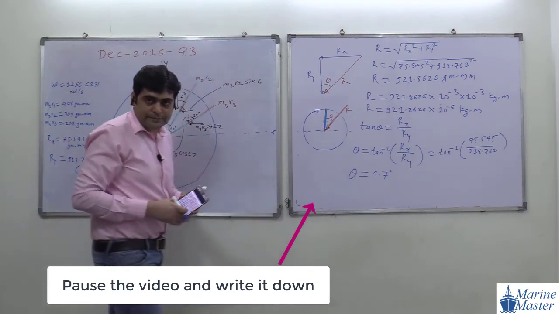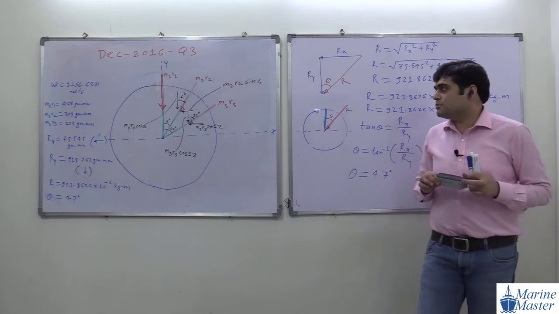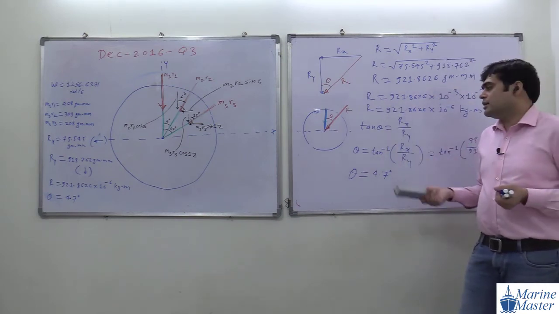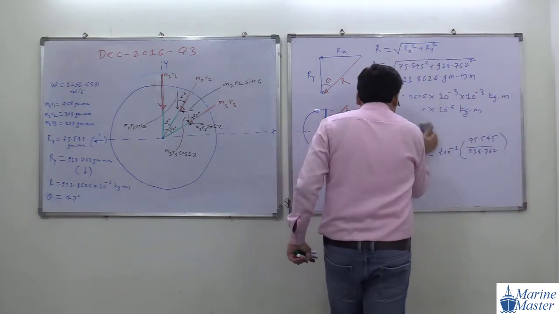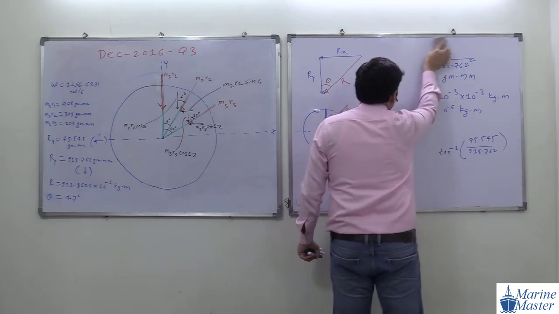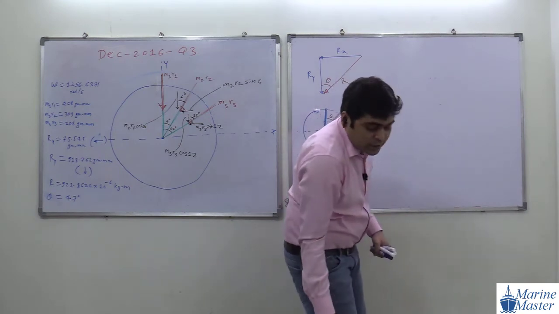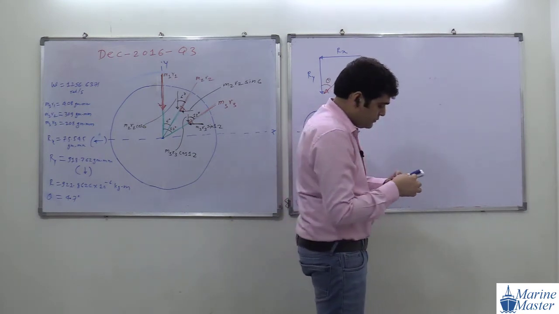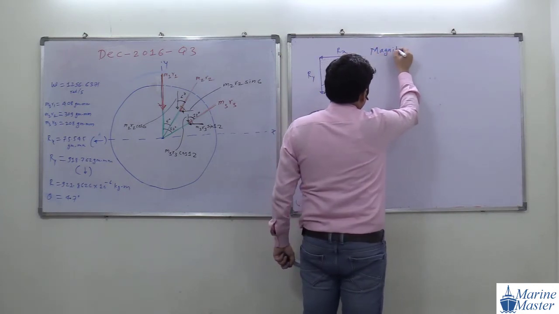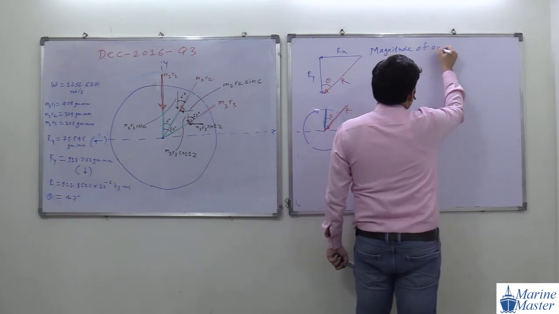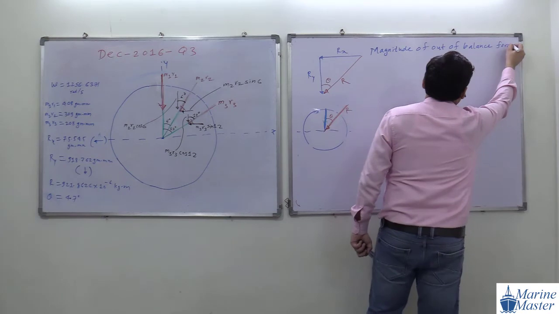See the point here. Now what is our final target? We have to find the out of balance force. And how to get the out of balance force? If we multiply R by omega square, we will get the magnitude of the out of balance force. So our final target is the magnitude and direction of the out of balance force.